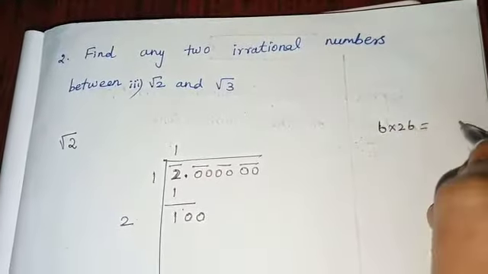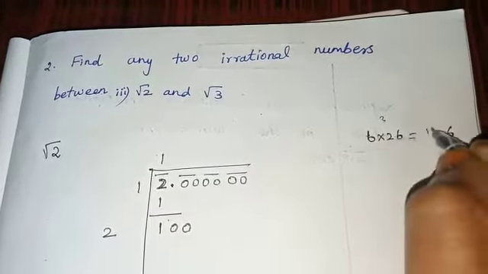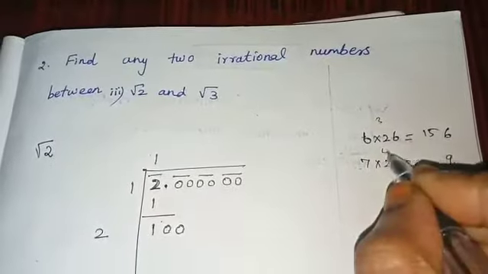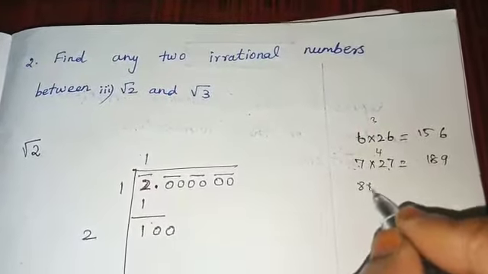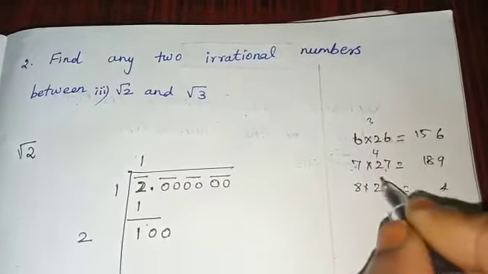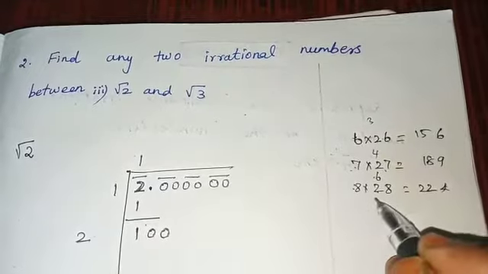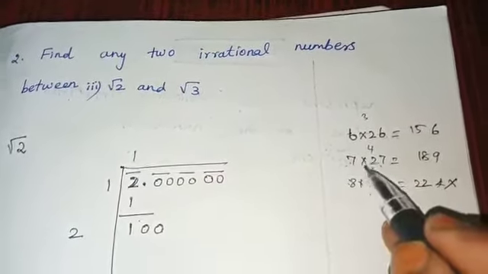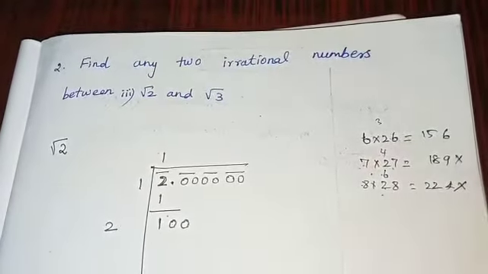6 into 26: 6 6s are 36, 6 2s are 12 plus 3 is 15. So again I will take 7. 7 7s are 49, balance 4; 7 2s are 14 plus 4 is 18. Next, suppose 8: 8 8s are 64, balance 6; 8 2s are 16 plus 6. So if I take this 8, the answer is greater than 200. 7 also will not come.